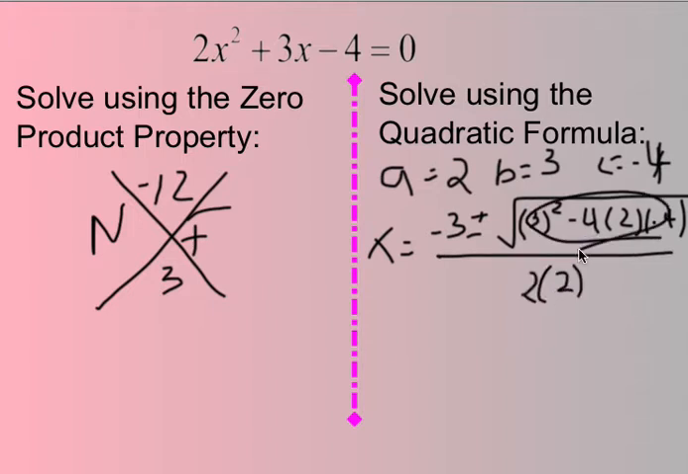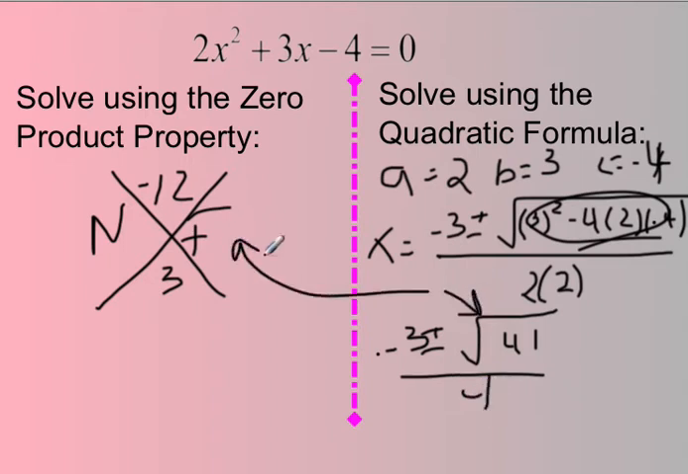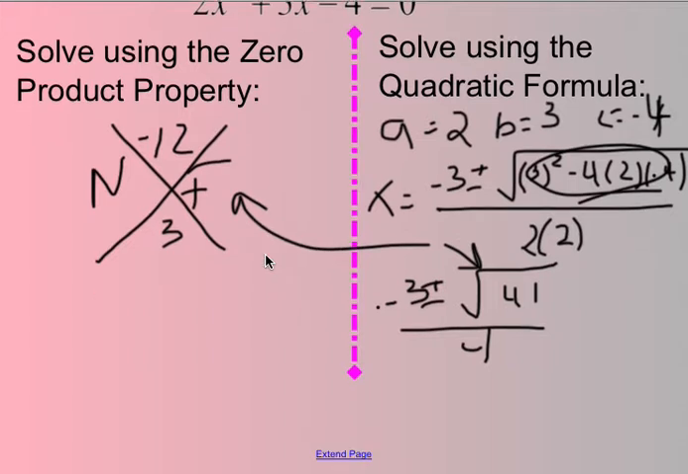So again, I'm going to simplify just what's underneath the radical first. So I'm going to do 3 squared minus 4 times 2 times negative 4. And when I do that, I end up getting 41 divided by 2 times 2, which is 4. So what you'll notice is 41 is not a perfect square, which is why the zero product property didn't work.